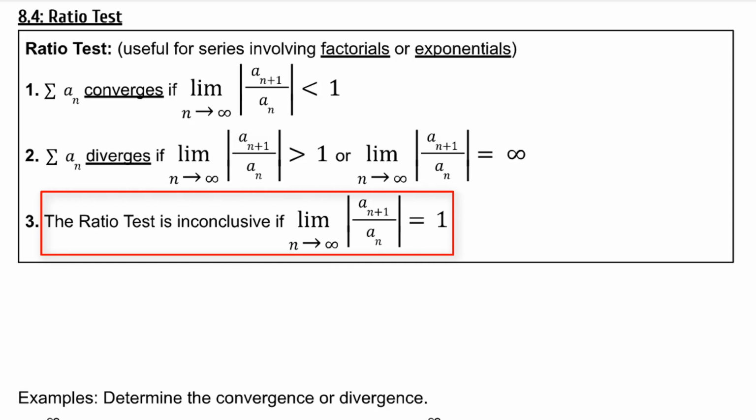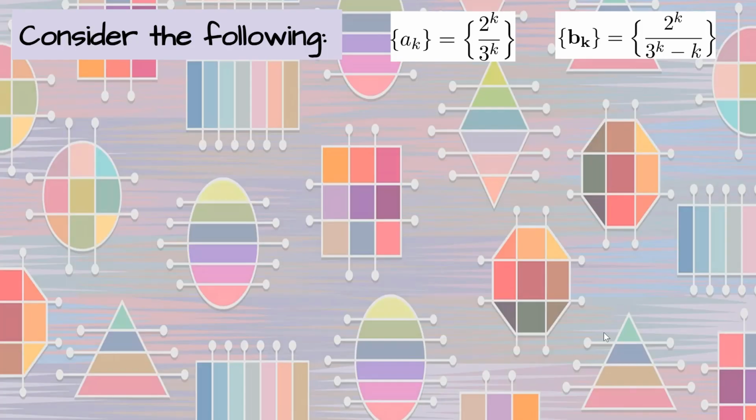The ratio test is inconclusive if the limit of that ratio is equal to 1. So if the ratio test yields 1, you'll have to use another test to determine convergence or divergence. So how does the ratio test work?